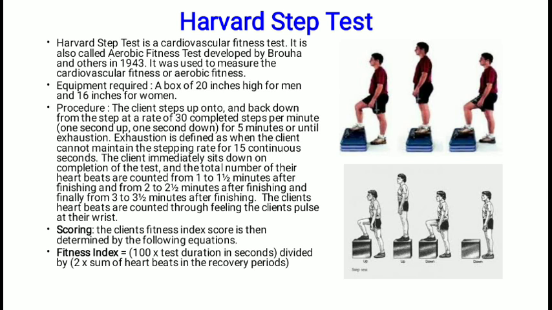So the formula is 100 times the test duration in seconds, divided by 2 times the sum of the heartbeats in the recovery period. Recovery period means that after he sits, the heartbeats are checked, as I have told you: from 1 to 1.5 minutes for 30 seconds, then after 2 minutes again for 30 seconds, and again after 3 minutes, like 90, 80 and 70. I have given the example.